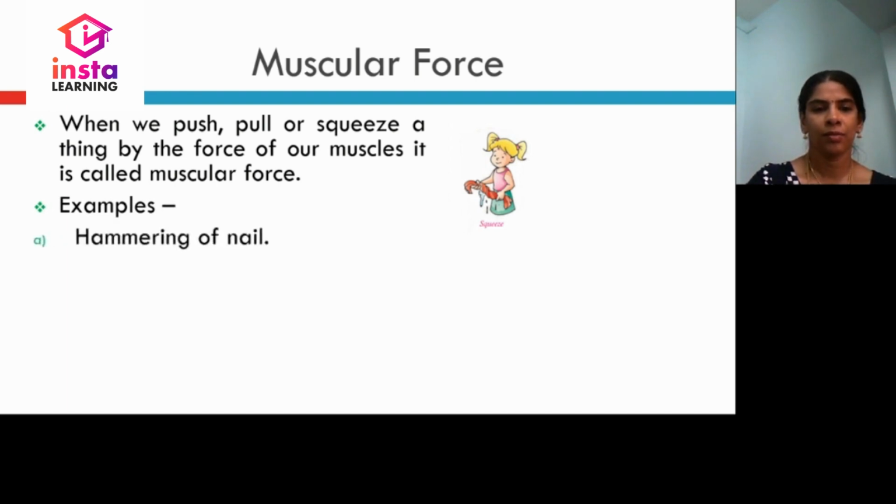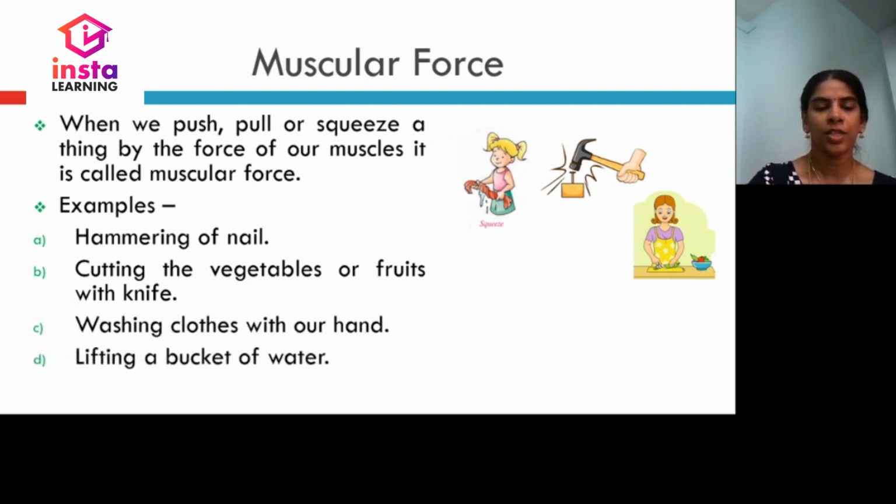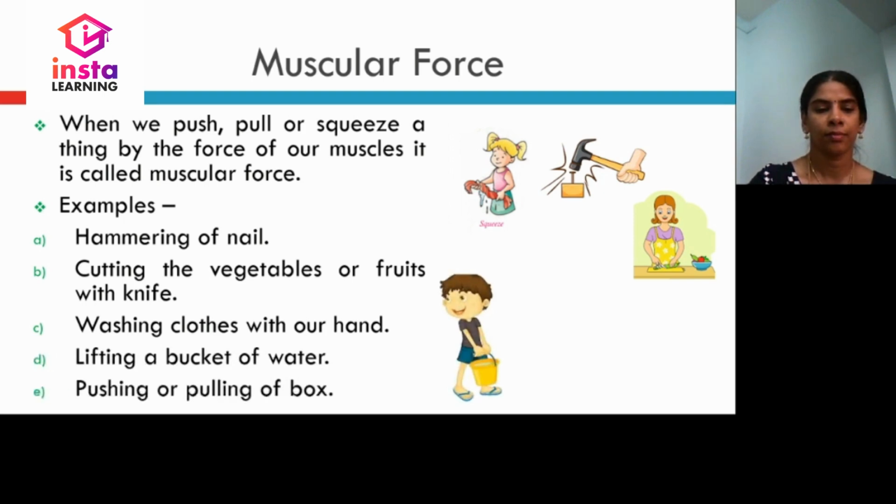Examples: hammering of nail, cutting the vegetables or fruits with knife, washing clothes with our hand, lifting a bucket of water, pushing or pulling of box. All these require muscular force.